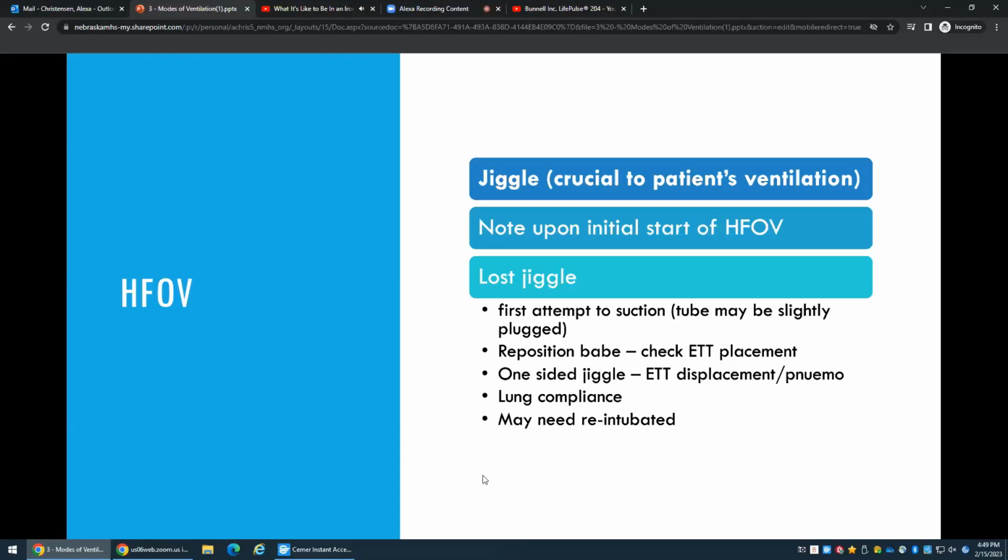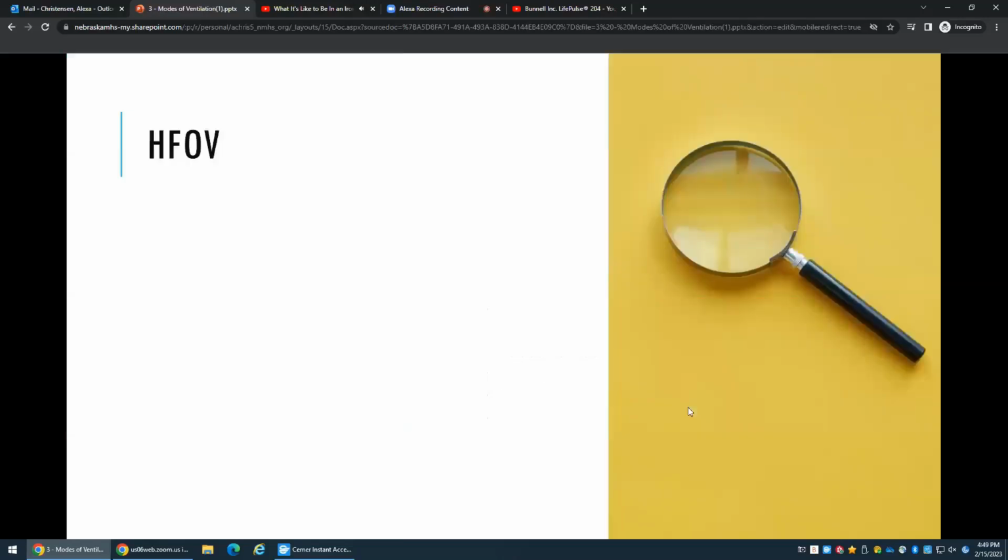You've tried all these things, nothing's making your jiggle come back, your baby's desatting, maybe now their heart rate is dropping. Sometimes the baby just needs to be reintubated, and that goes for any form of ventilation, not just the oscillator.